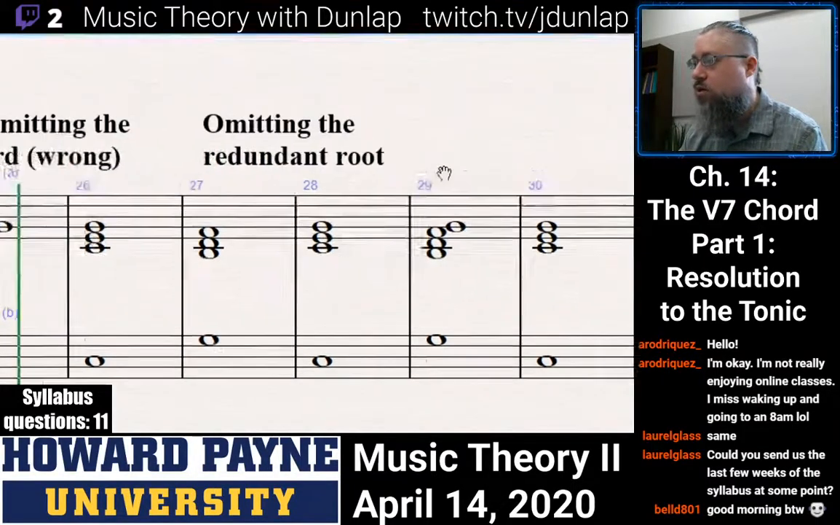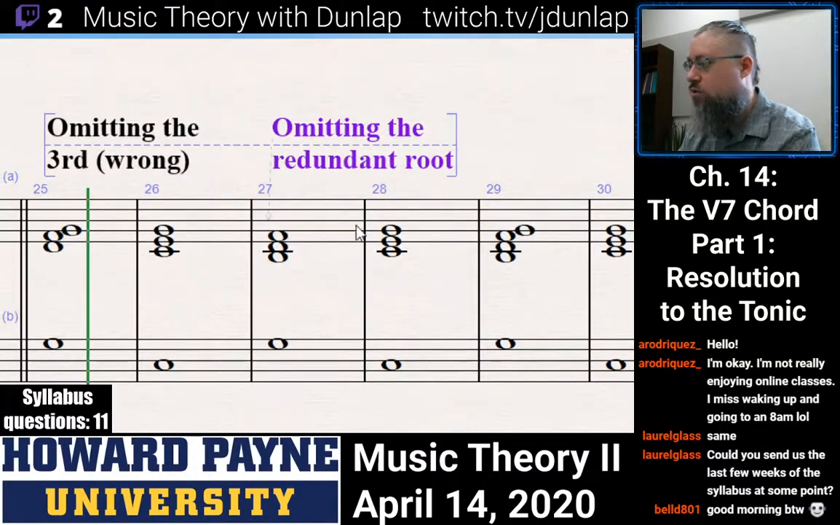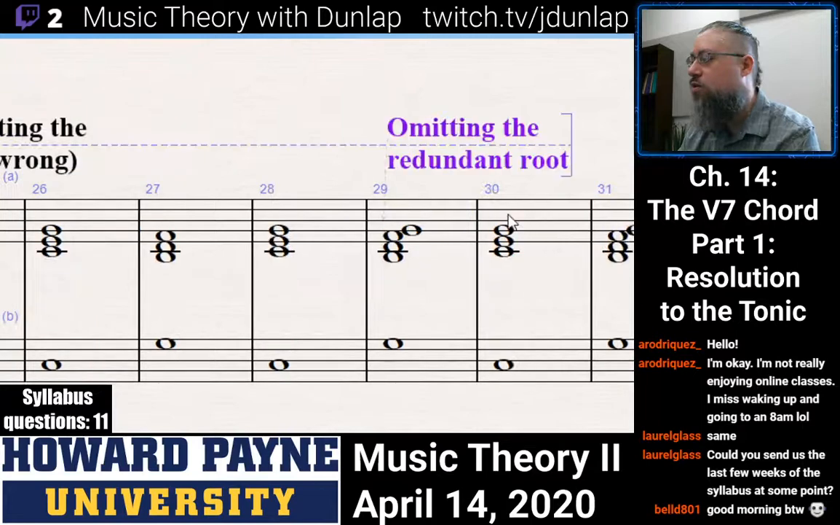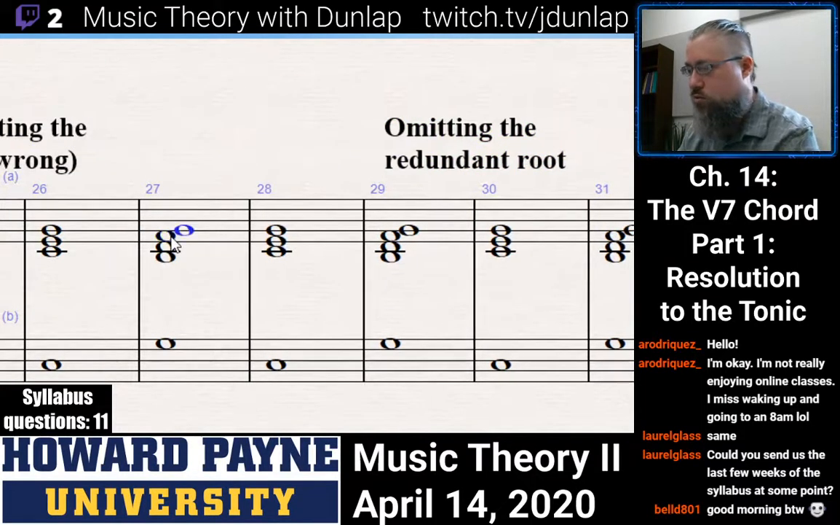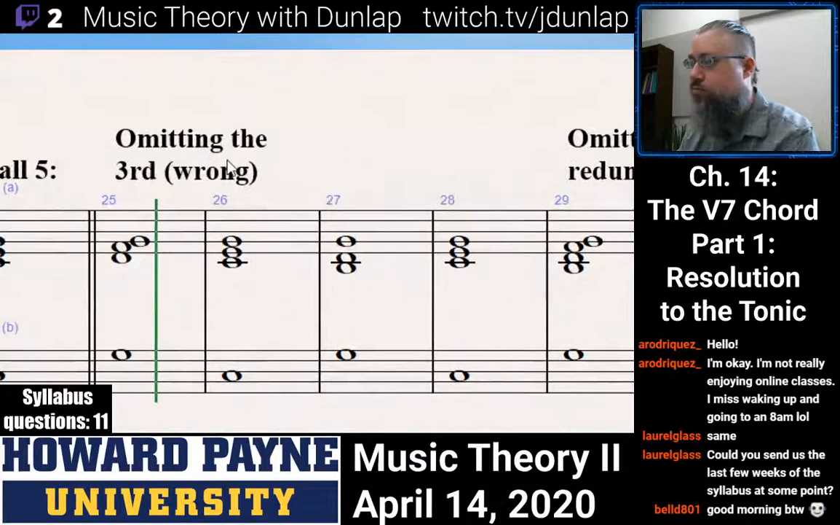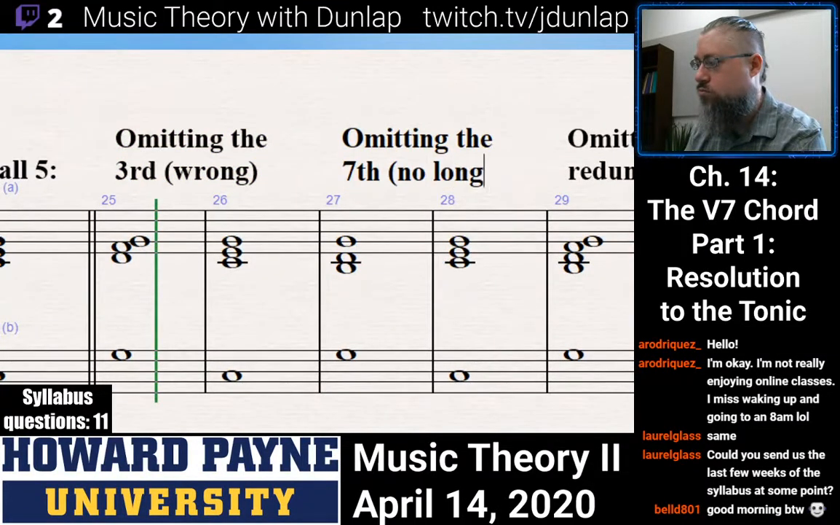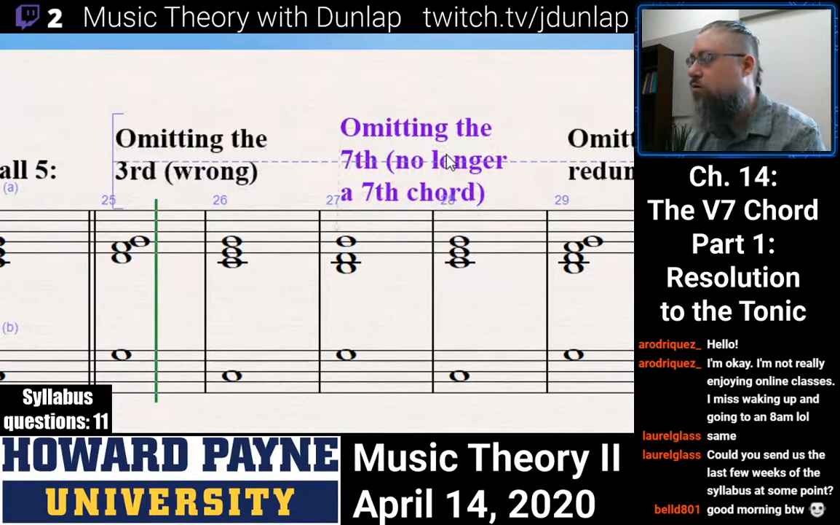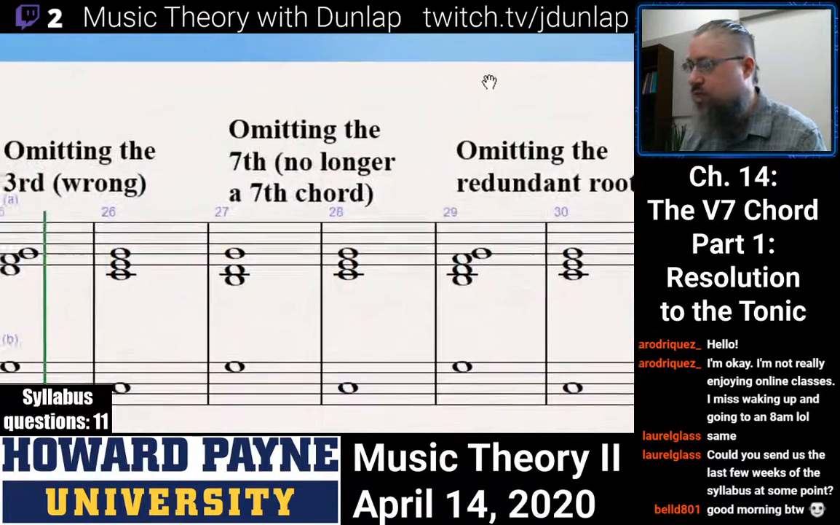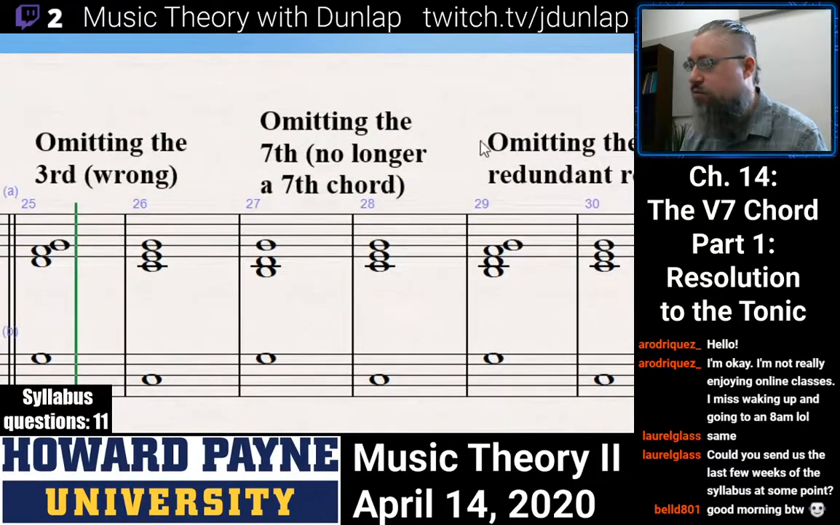So, let's move. Let's do this. What in the world? What is going on? Okay, let's move this over here. So, we get rid of the 7th. It's no longer a 7th chord. So we can't omit the 7th. So this is all bad.